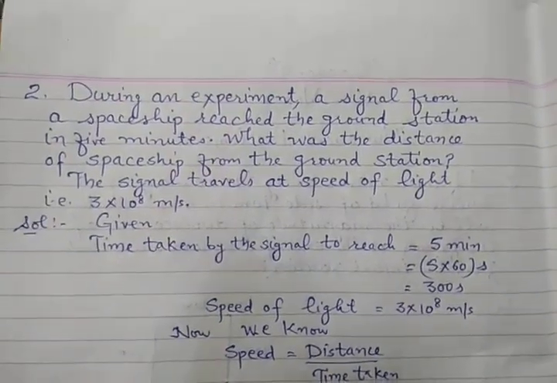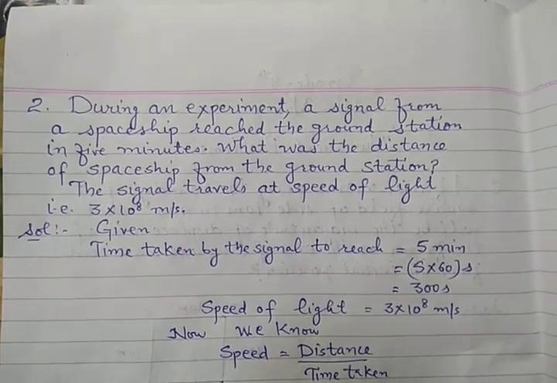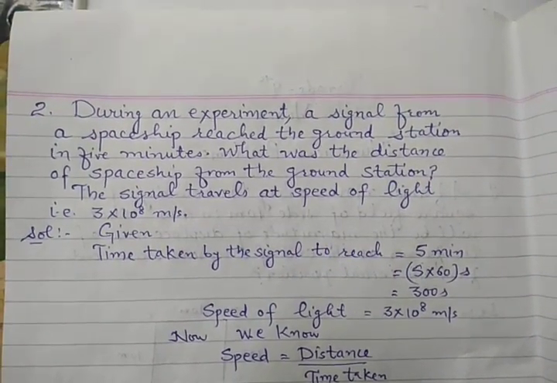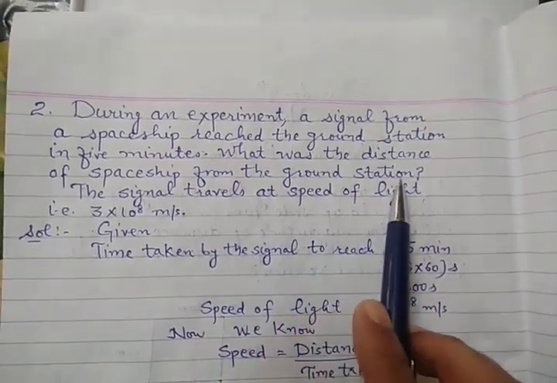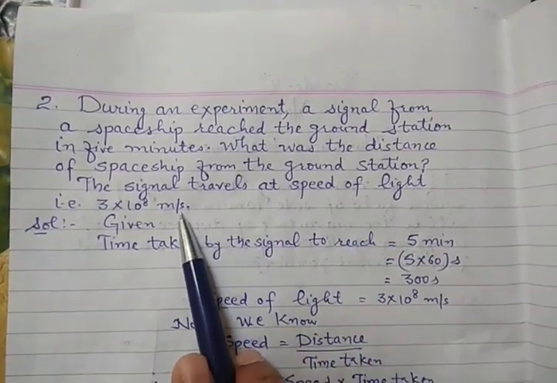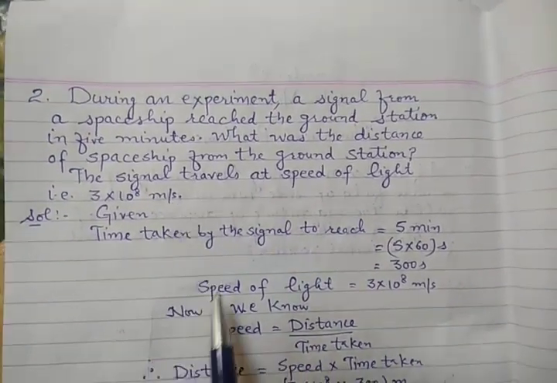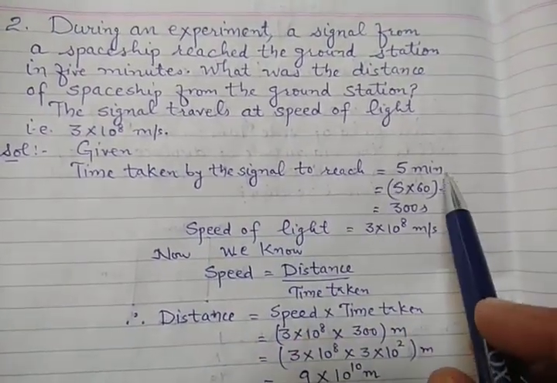Now the second question is there. During an experiment, a signal from a spaceship reached the ground station in 5 minutes. What was the distance of the spaceship from the ground station? If the signal travels at the speed of light, that is 3 into 10 to the power 8 meter per second. So we are given the time taken by the signal to reach, that is 5 minutes.